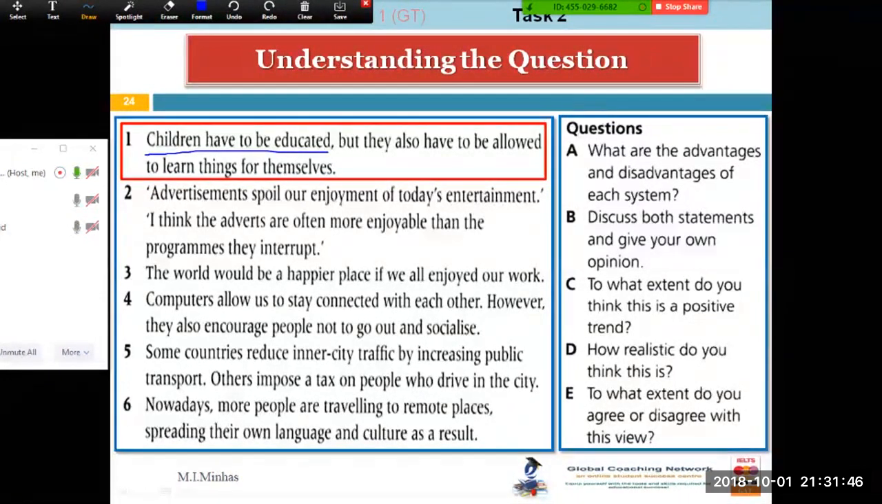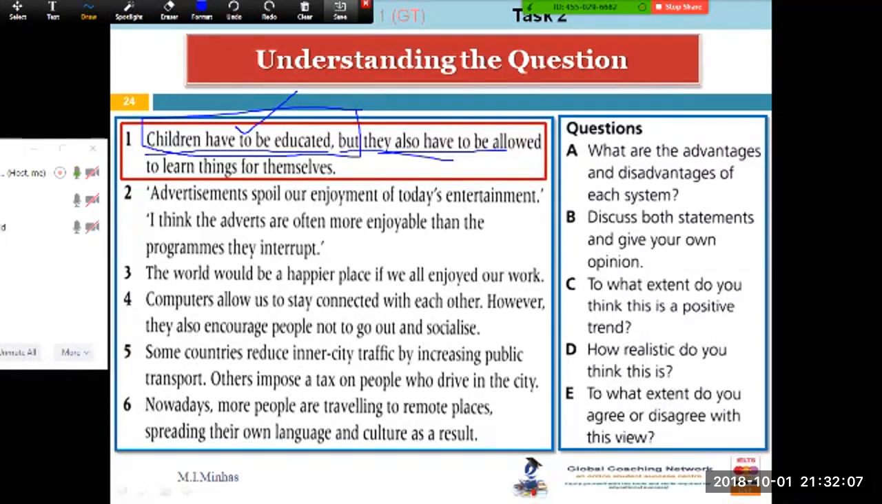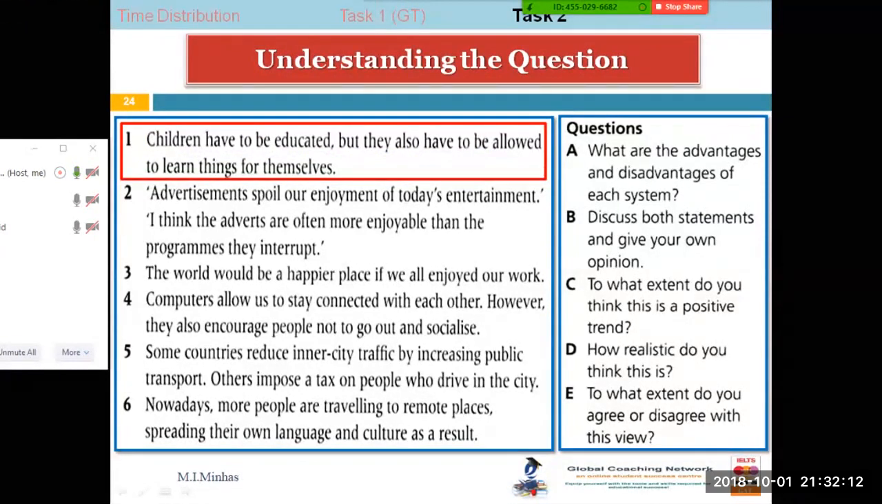Okay, it doesn't matter actually if it is two or one, but this is actually a single statement in which there are two parts. The children have to be educated, but this part is not complete without the second part. So this is a single statement. Now, what kind of question can we expect with this kind of statement? Can we expect a question like, what are the advantages and disadvantages of each system?